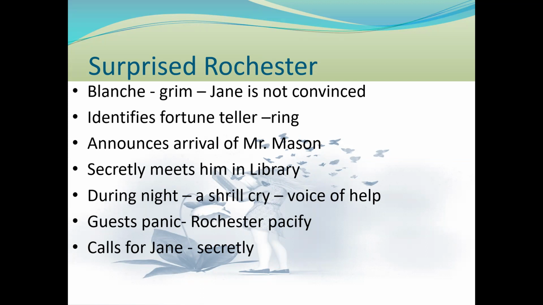Finally, Jane gets her fortune told. Jane meets the old lady and finds out the disguise. She identifies the old lady through her ring. It is none other than Edward Rochester himself. Then she tells her master that Mr. Mason, a friend from abroad, is waiting to see him. Rochester meets this Mr. Mason secretly.